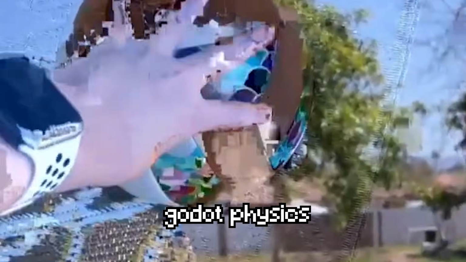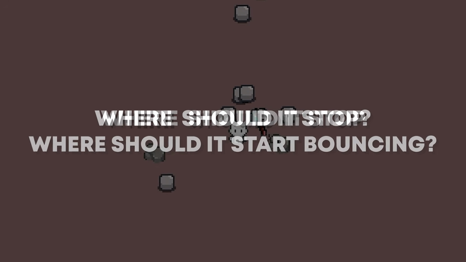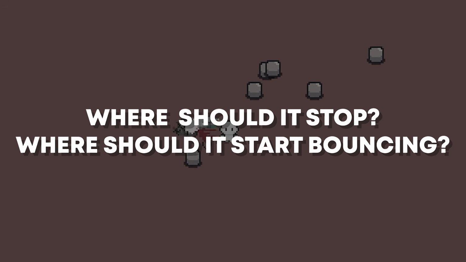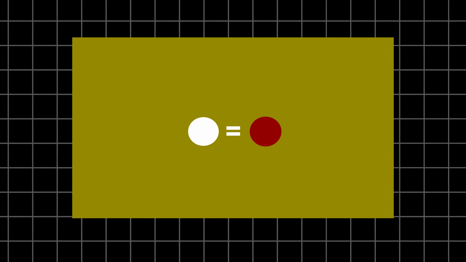But here's a critical problem with this mode. Where exactly is the ground? The answer is everything is the ground. So if we're bouncing an object, where should it stop? Where should it start bouncing? And that is the question we need to answer. Because in a top-down game, objects bouncing up and down would look just like objects moving up and down. There's no natural sense of gravity to differentiate these two behaviors.